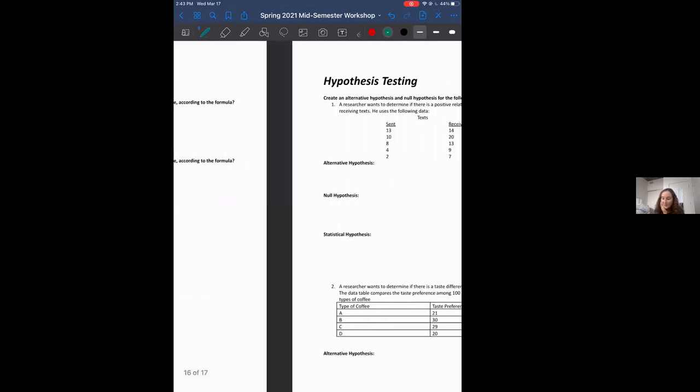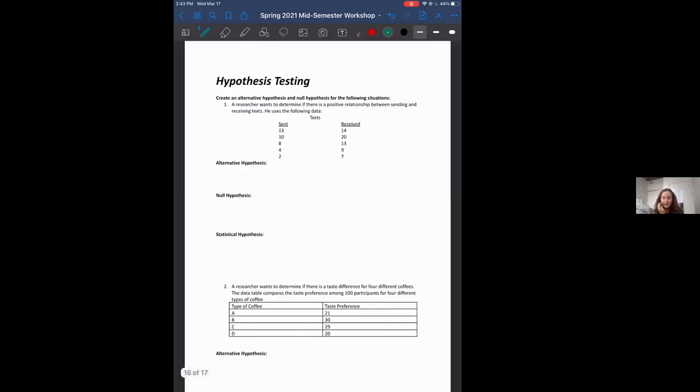We're going to come back to prediction if we have enough time, because I think hypothesis testing was just on your exam or will be on your exam right now. So let's go over that first. We're going to make alternative hypotheses, null hypotheses, and statistical hypotheses. So let's start with the first one.